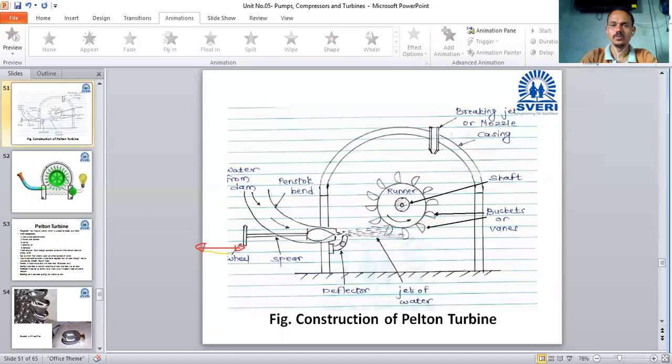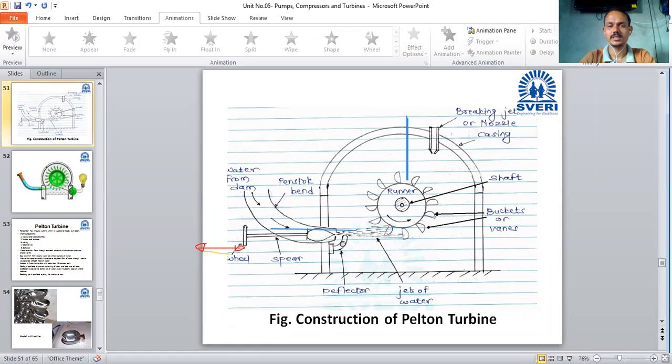Then braking jet, one more jet is here. This one is the braking jet. So this braking jet is provided to flow water in opposite direction on the turbine. So why is it necessary? When we have to stop turbine in emergency, at that time jet is not like that. Okay, it will flow like that.